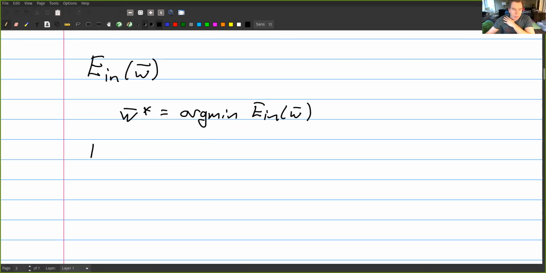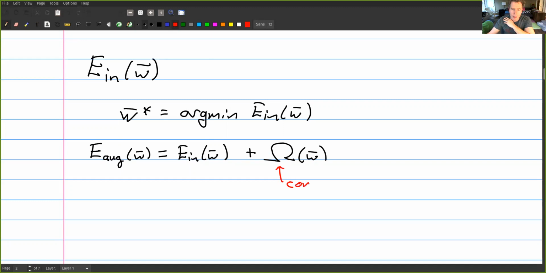There are variations on that, and our textbook Learning from Data calls this the augmented error. It's the ordinary in-sample error, plus, let me call this omega of W. This omega function can take different forms, but it is a complexity penalty.